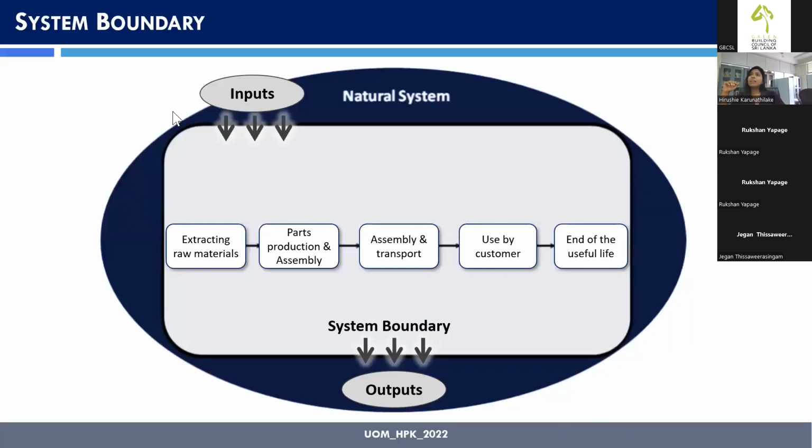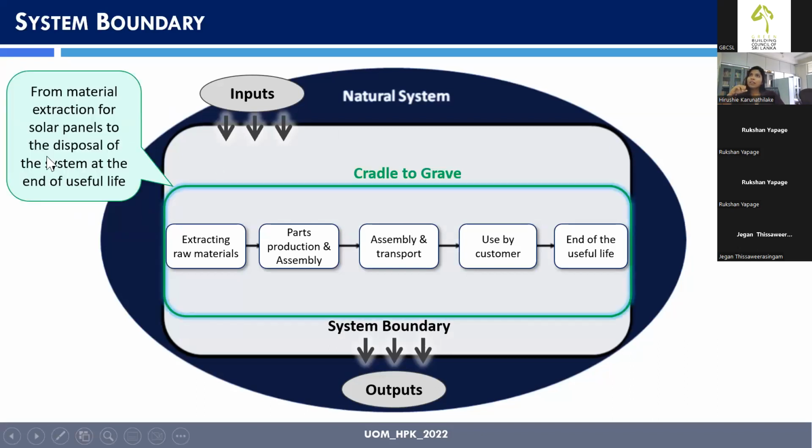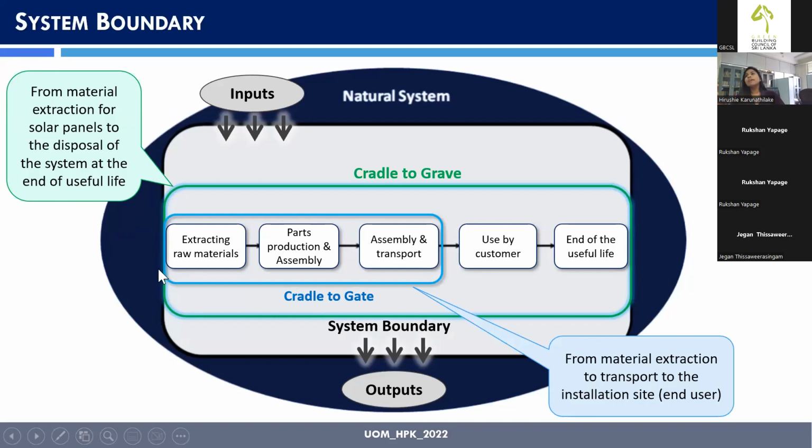So here you can see one example, again for the solar PV example. We can assess it from raw material extraction for the panels to the disposal of the system at the end of its useful life. This is what we call a cradle to grave assessment. Or we can take a cradle to gate assessment. We are taking only a part of this value chain. We perhaps look from the raw material extraction to the transportation to the installation site. So we only look at these phases based on our specific need.